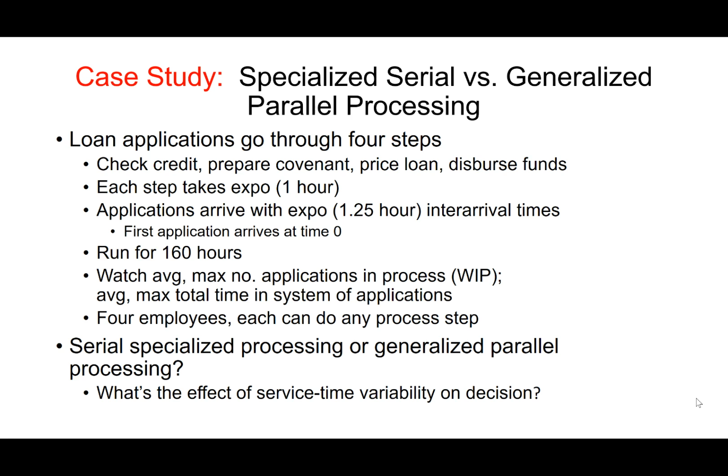We'll want to run the simulation for 160 hours and watch the average and maximum number of applications in process, or that work in progress, and the average and maximum total time in the system of applications. In this case, we'll assume that there are 4 employees and each of them is able to do any of the process steps. So consider this simulation as wanting to understand the serial specialized processing or the generalized parallel processing. Essentially, what is the effect of service time variability on this decision?